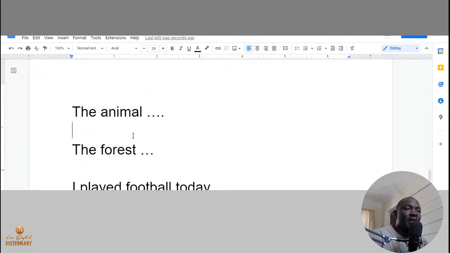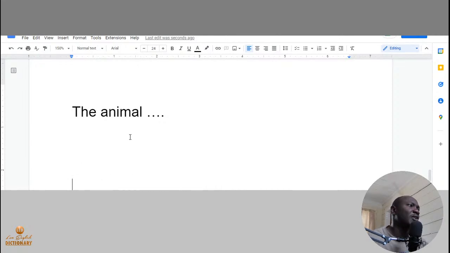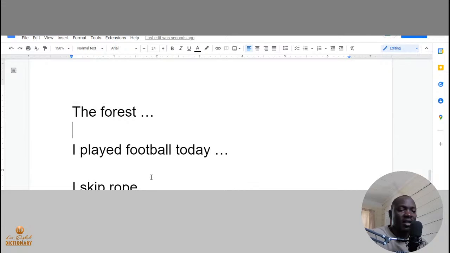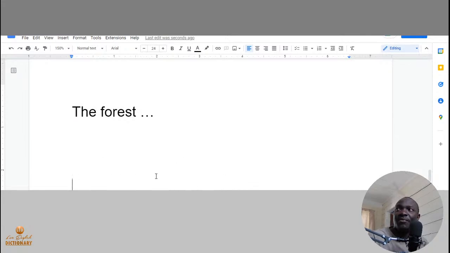The animal. Didn't we talk about the animal? We talked about the animal. We already talked about the animal. I think we did something on the animal. So let's talk about the forest. Now what do I put? The forest.